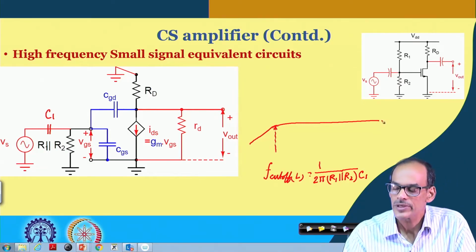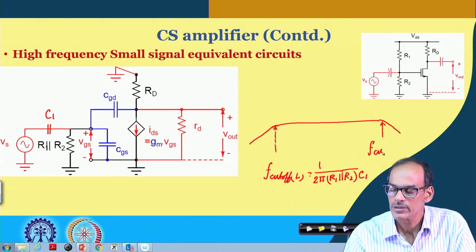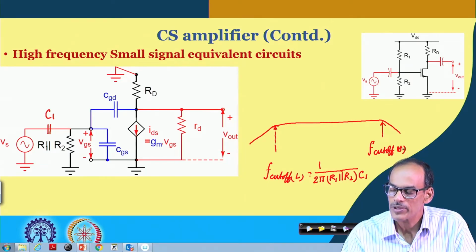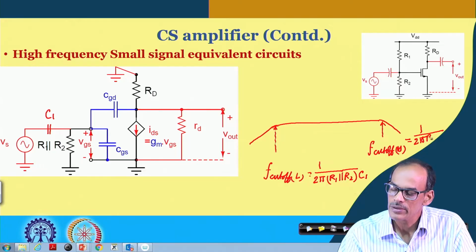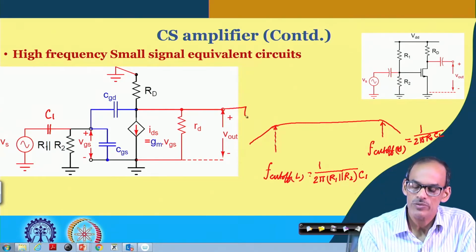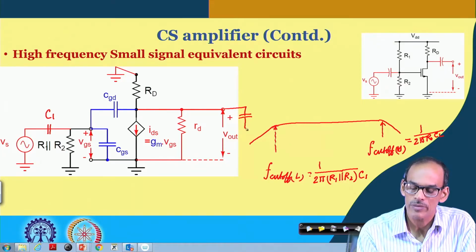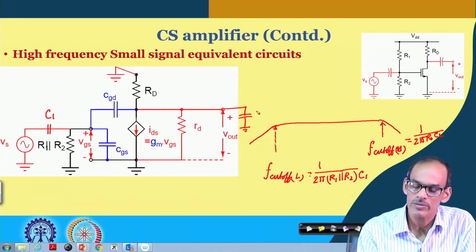On the other hand, whenever we go to higher and higher frequency, we will have an upper cutoff frequency here. That is 1 by 2 pi R O and then C L. C L we are assuming to be coming from the next stage or whatever load we do have.